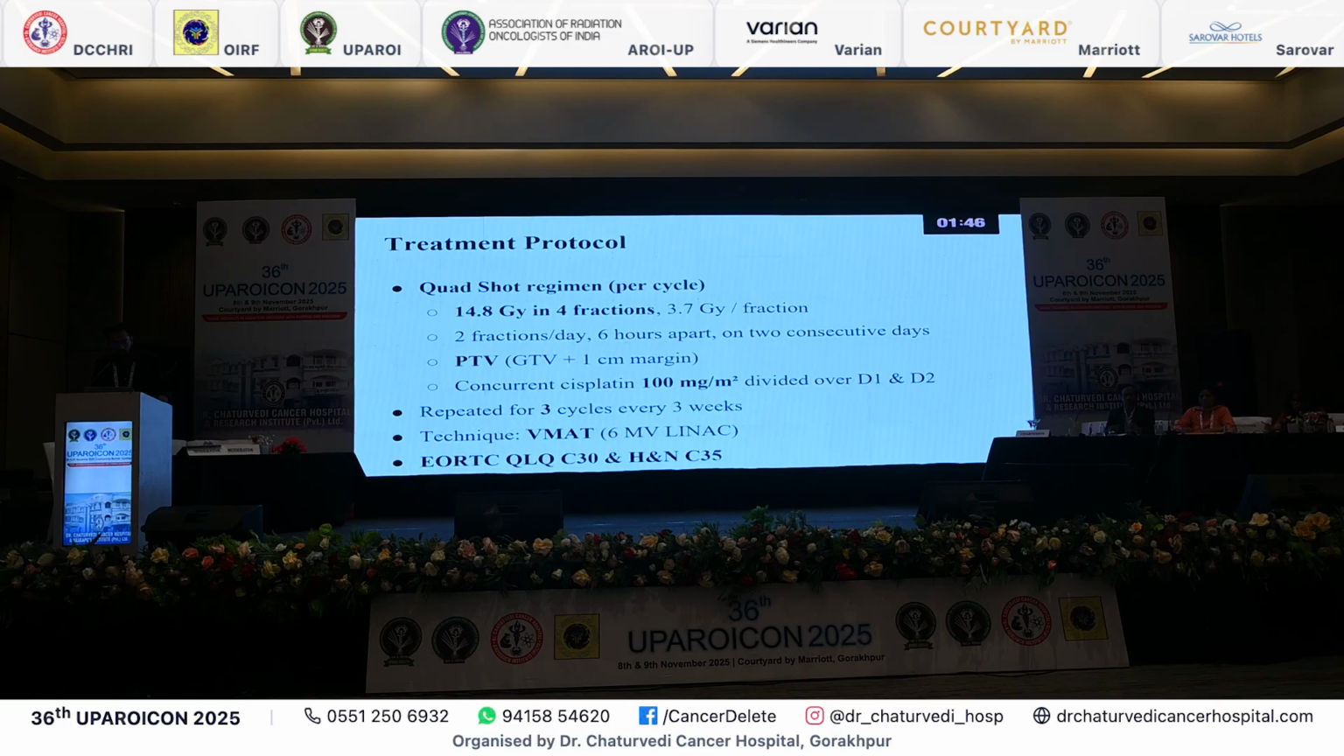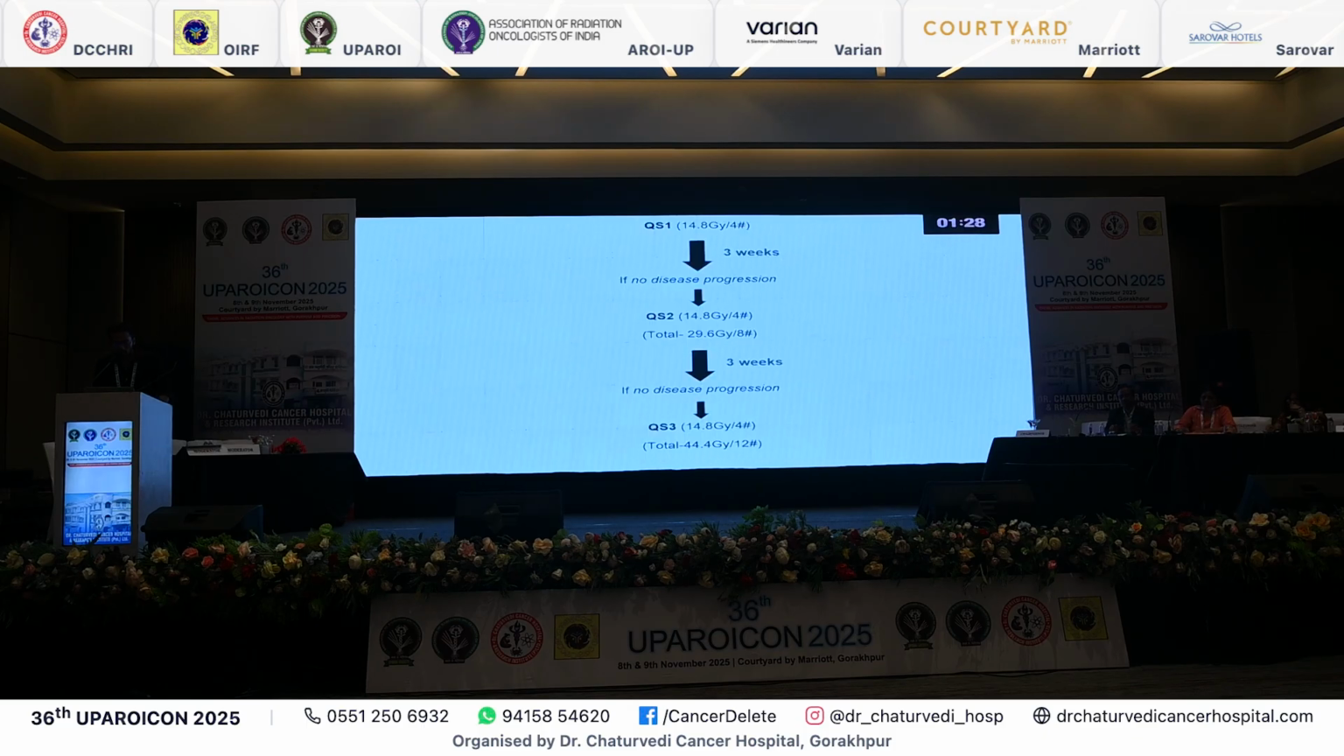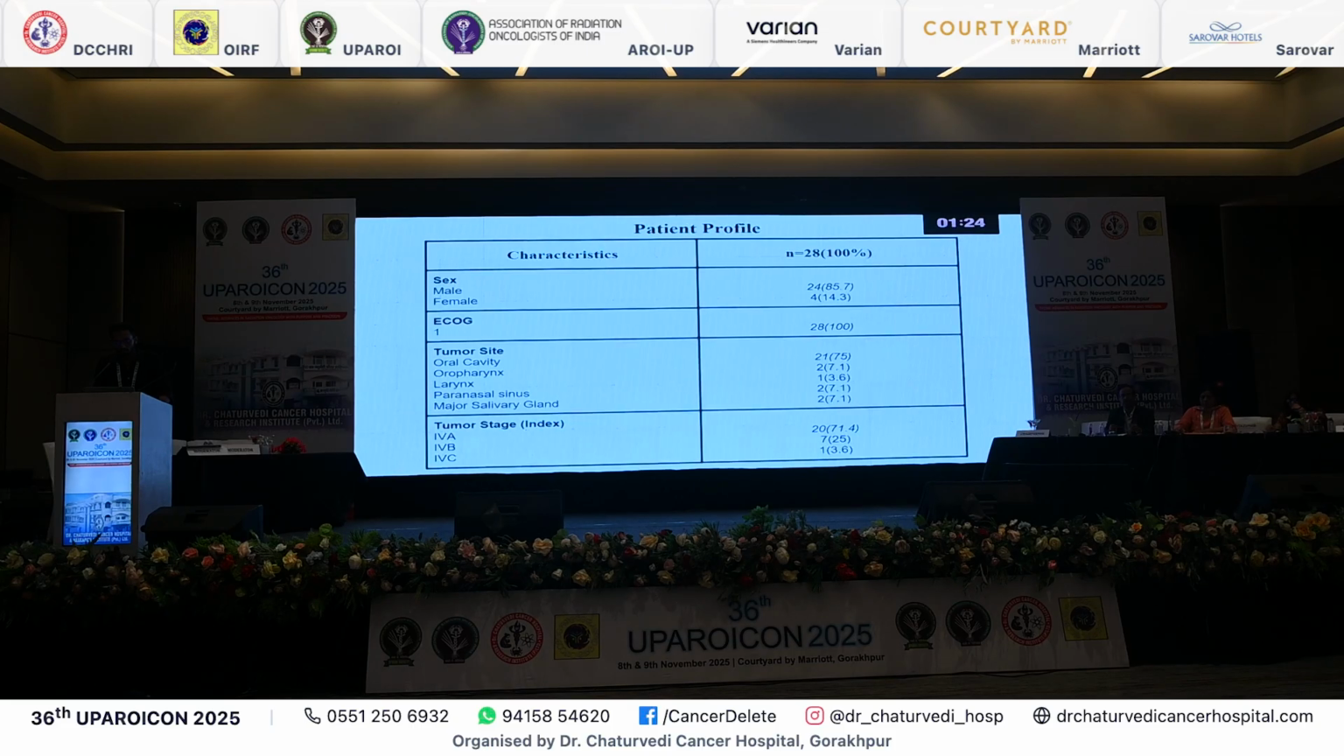We repeated this for 3 cycles every 3 weekly, only if there was no progression of the disease. We treated it using VMAT technique on a 6-assembly lineup. The quality of life was assessed using a validated questionnaire EORTC QLQ-C30 and head and neck H&N35. So this is the treatment flow, and we took a total of 28 patients.